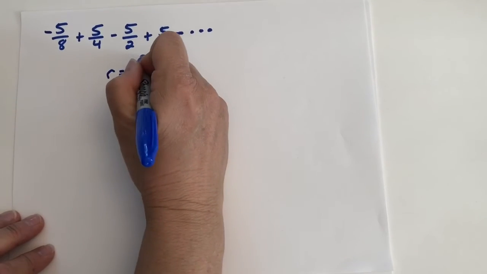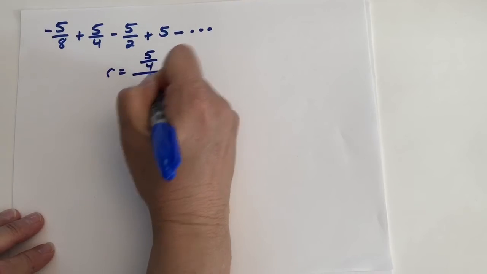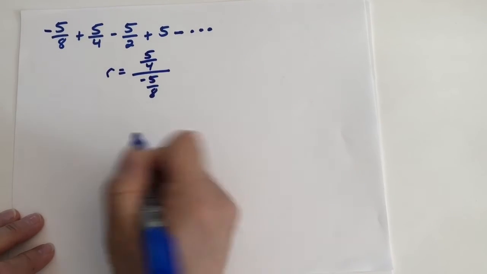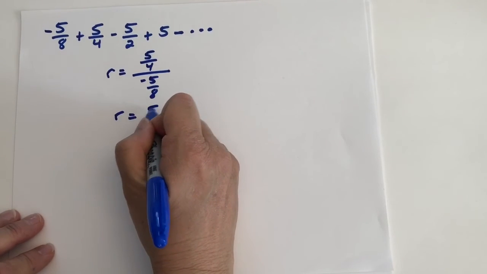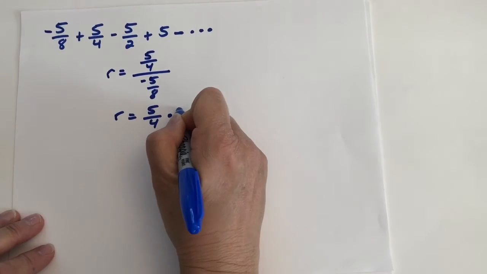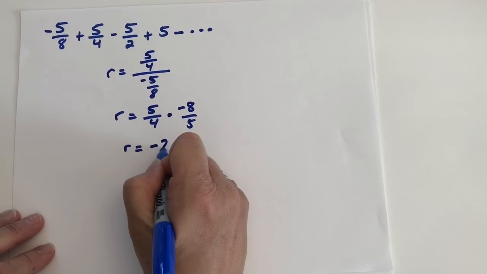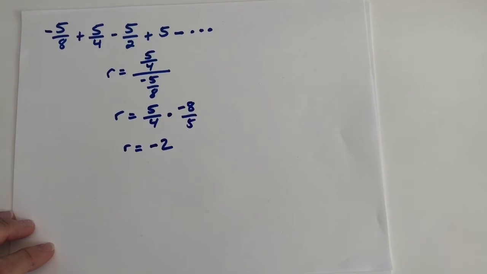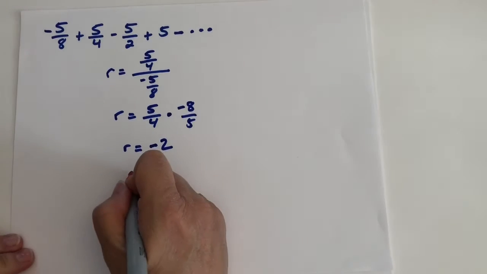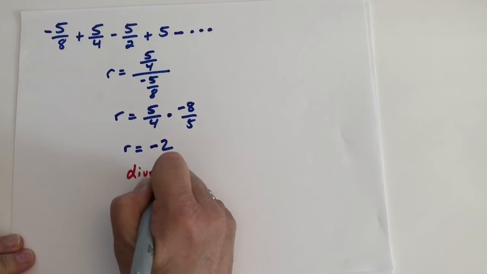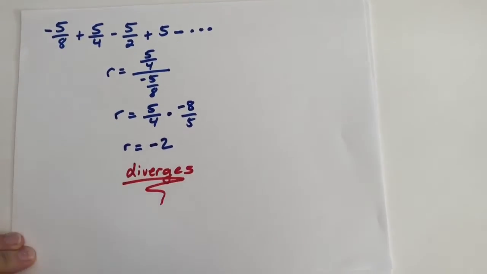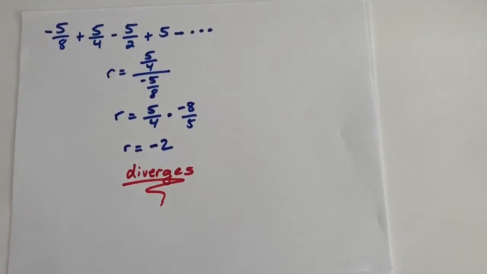So I have 5/4 divided by -5/8, which we know is 5/4 times -8/5. And we find that our r value is -2. Well, that -2 is not between -1 and 1. So this series diverges, and we cannot find the sum for that series. Let's do our next one.